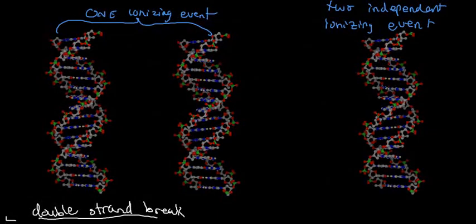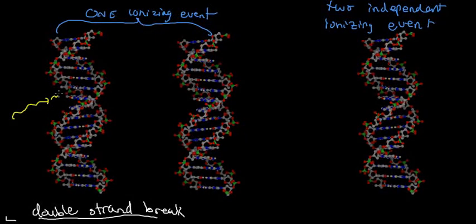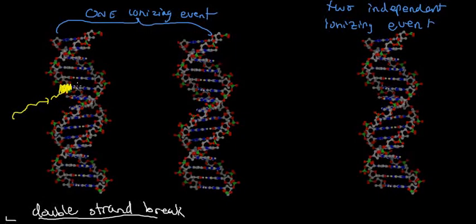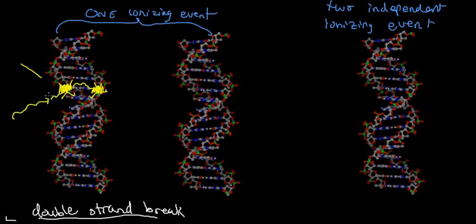So what could really occur? What could take place? Let's just say I have ionizing radiation here. And this ionizing radiation came about and destroyed this part of the molecule, kept on going, maybe deflected a little bit, and destroyed the other backbone as well. And this is obviously a double strand break from the same radiation in the same event.